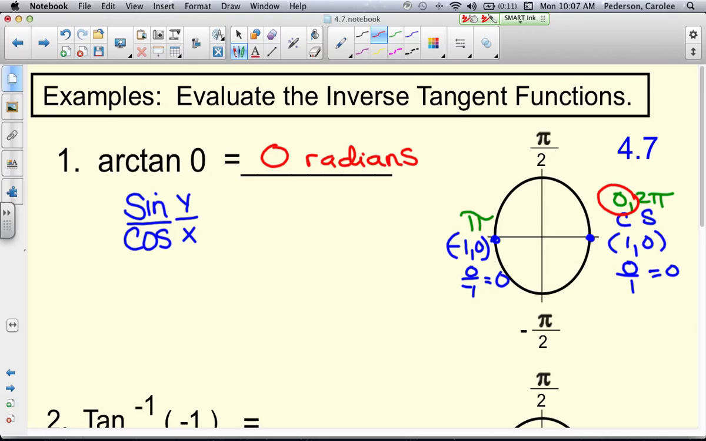The range has to fall between negative pi over 2 and pi over 2, the angle measure. So in this case, 2 pi is out of the range, pi is out of the range. So the only one that works is 0 radians.